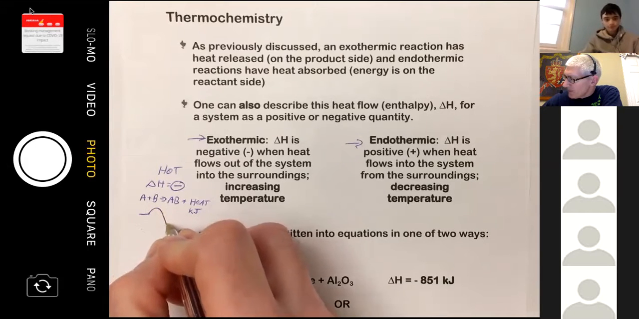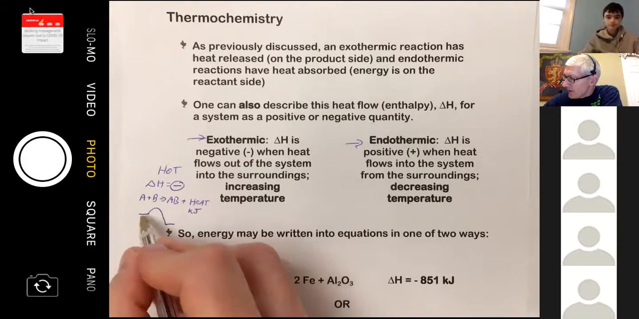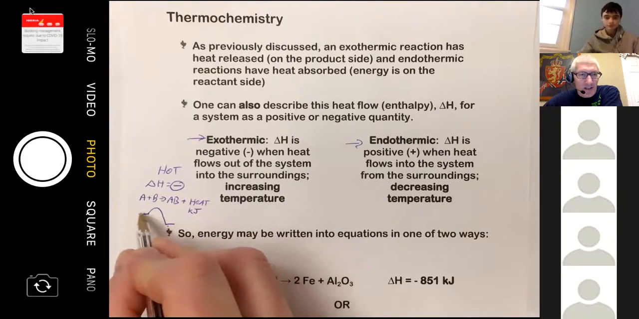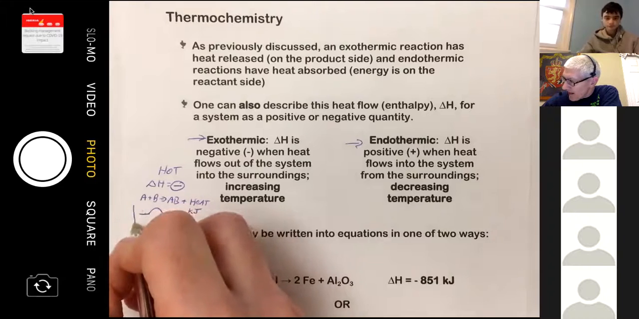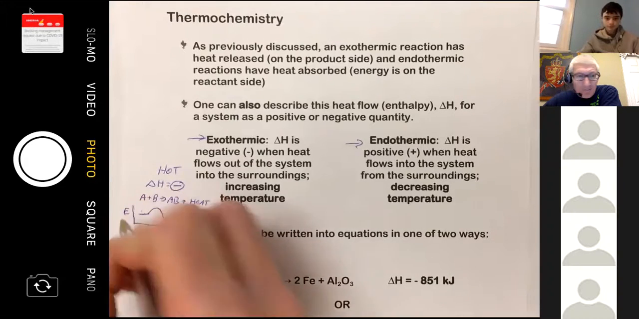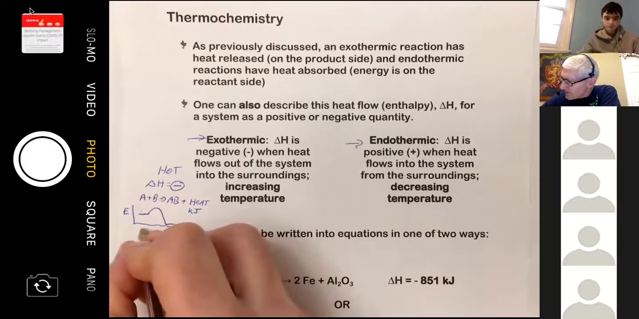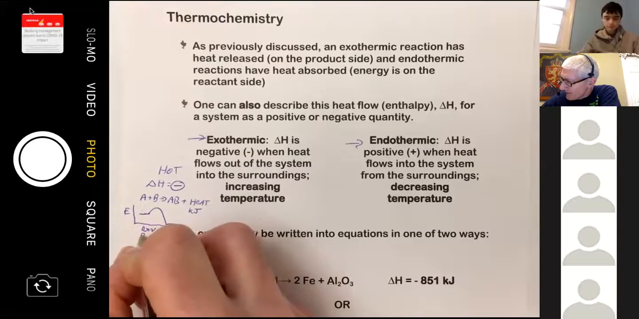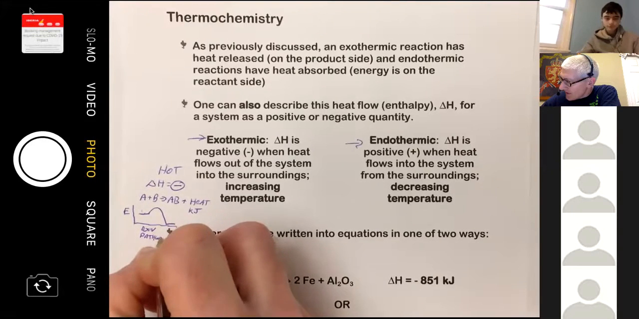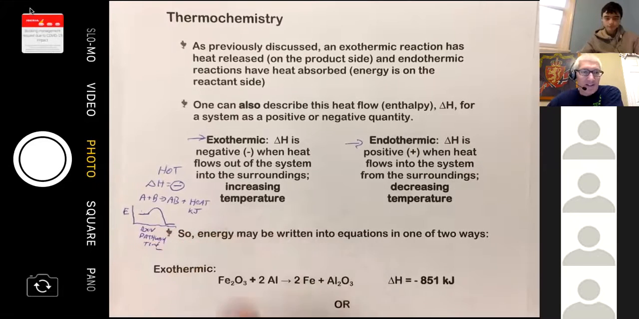And then because you are giving off energy, you're going to end up always with less energy than you have at the beginning. So if this is a graph of energy, E, versus the reaction pathway, but in essence, you just need to think of it as time. Okay, so that's just a quickie.